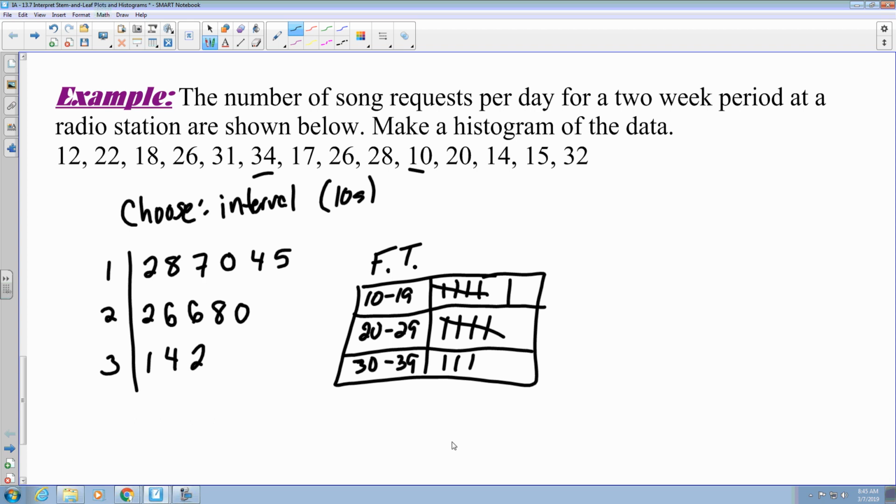I see that I have six pieces of data that fall between 10 and 19. I have 5 pieces of data that fall between 20 and 29, and I have 3 pieces of data that fall between 30 and 39. So now we're going to make the histogram.